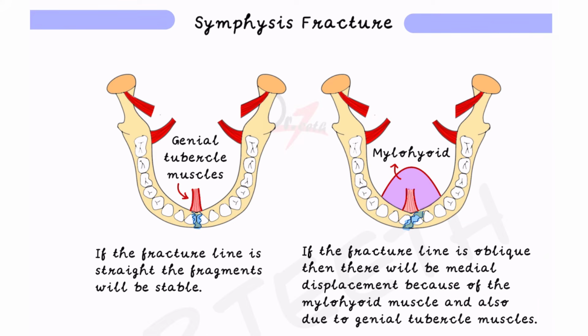Now let's talk about some of these fractures in general. First of all, we have symphysis fracture. Now if the symphysis fracture is in a straight line, the fragments will be stable. Here we have the geniotubercle muscle which will try to pull, but since the fracture line is straight, it will still be stable. Now if the fracture line is oblique, as you can see here, then there will be medial displacement because of the mylohyoid muscle and also due to the geniotubercle muscles.